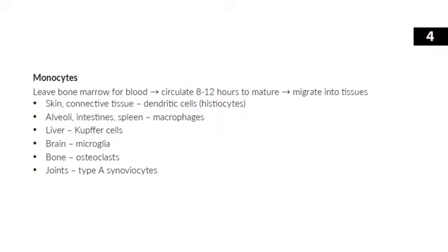Dendritic cells are like sentinels or sentries that take up antigens and then migrate to the lymph nodes to present those antigens to T cells and then activate the T cells. In the alveoli of the lungs, in the intestine, and also the spleen, monocytes will differentiate into macrophages.